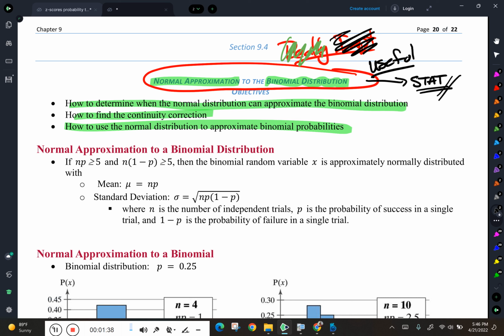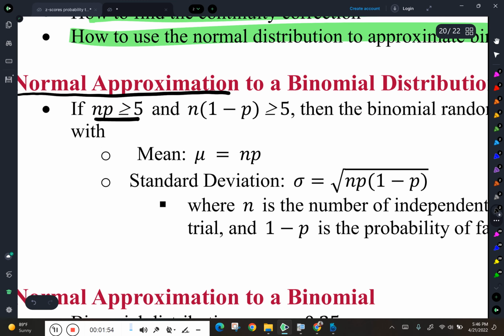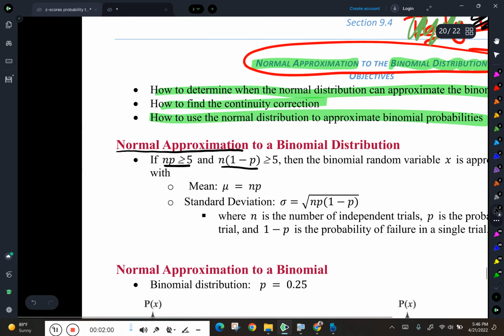Okay? All right, so first off, I can only use a normal approximation technique for a binomial if the binomial fits the requirements. That is, the binomial is big enough. What I mean by big enough here is this idea of n times p and n times 1 minus p both being greater or equal to 5. Now, I know what you're thinking. What the heck are n and p?